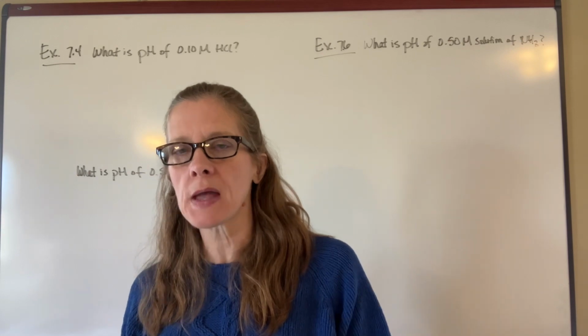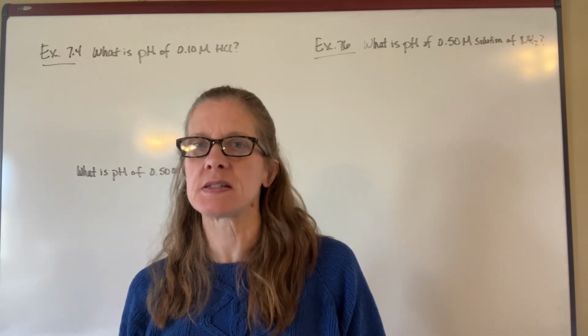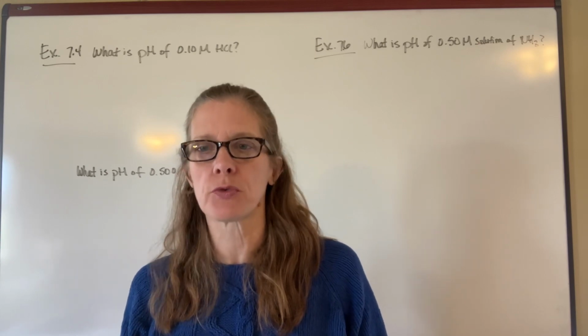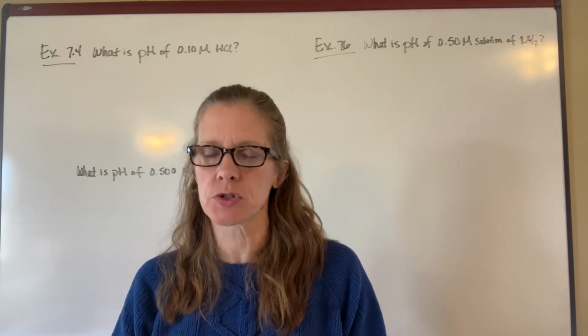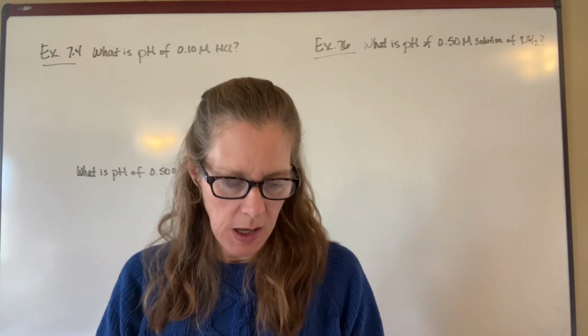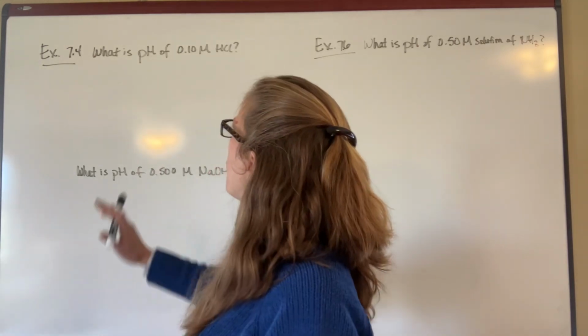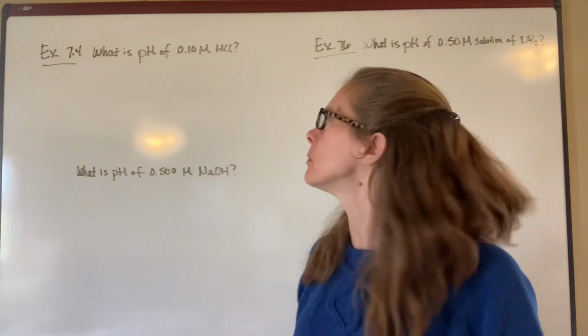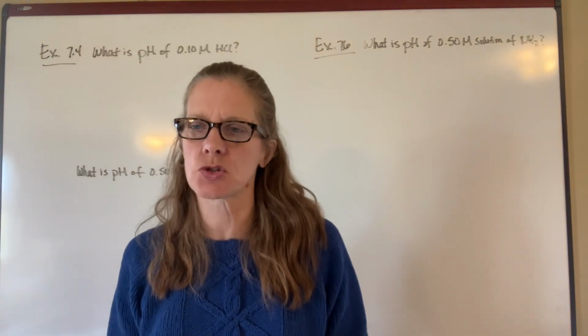If it's a strong acid or base, it's much easier because it's going to completely dissociate, and you can just take the concentration and go from there. So again, let's do a couple of examples so that we can see what that looks like. Example 7.4 asks us what the pH is of a 0.10 molar hydrochloric acid solution.